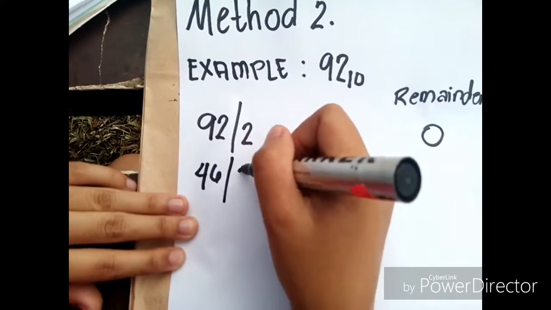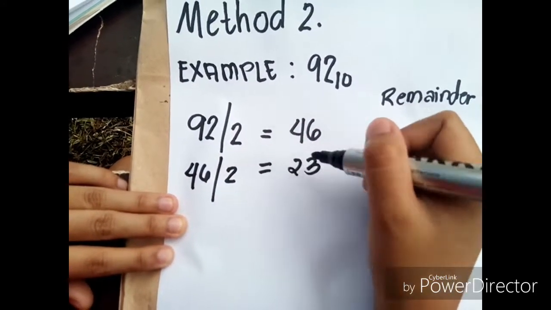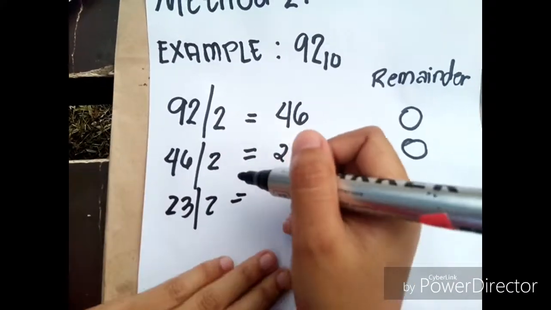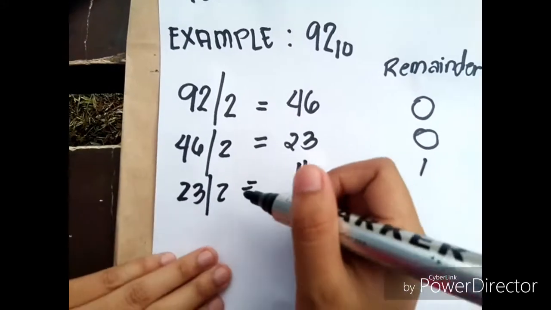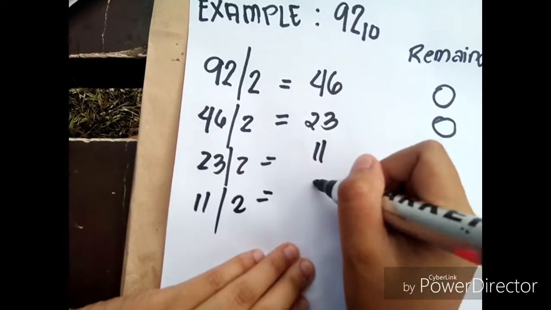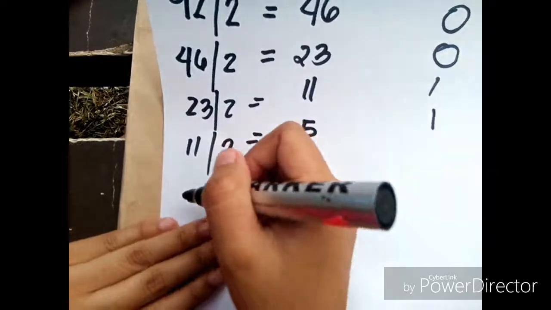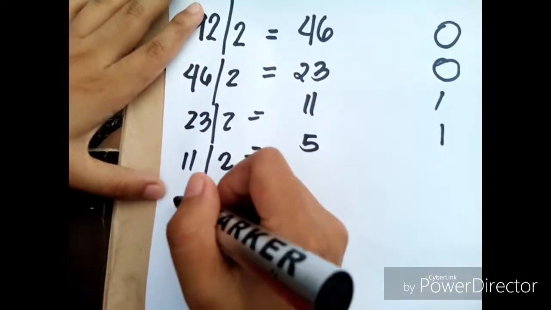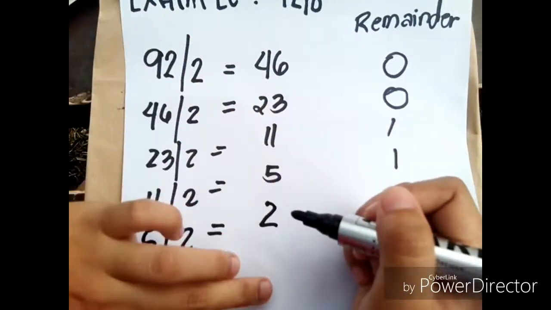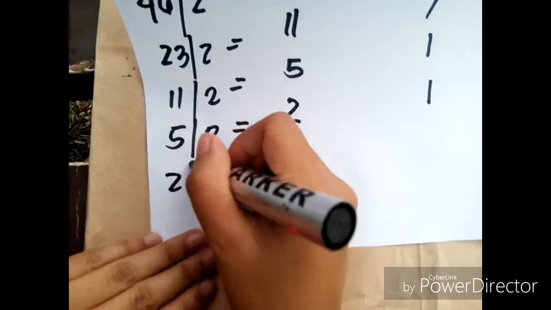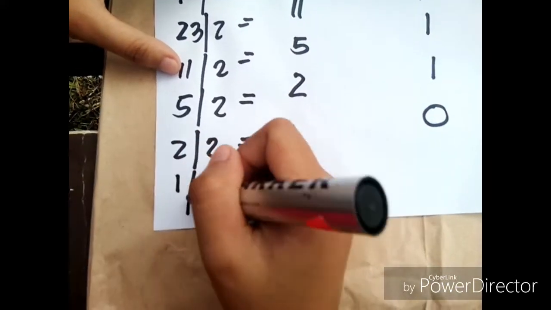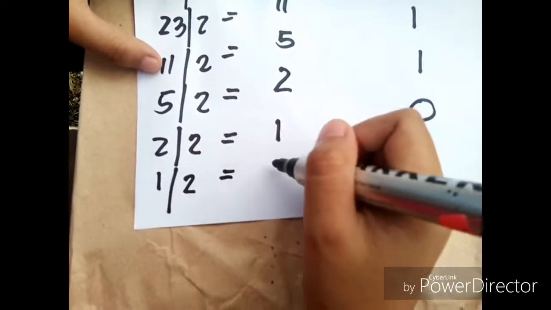46 divided by 2 is equal to 23, with no remainder, so 0. 23 divided by 2 is equal to 11.5. Since there is a remainder, we put 1. 11 divided by 2 is equal to 5, and there is a remainder again, so we put 1. So 5 divided by 2 is equal to 2.5. There is a remainder again, so put 1. 2 divided by 2 is equal to 1, so 0, there is no remainder. 1 divided by 2 is equal to 0.5, so there is a remainder, and we put 1.